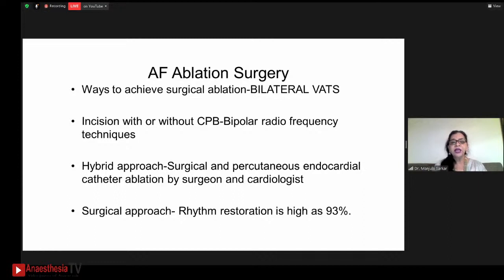Now, if you look at AF ablation surgeries, ways to achieve surgical ablation: bilateral access is required, incision with or without CP bypass, bipolar radiofrequency techniques, and a hybrid approach, surgical and percutaneous endocardial catheter ablation by surgeon and cardiologist. With the surgical approach, rhythm restoration is as high as 93%.